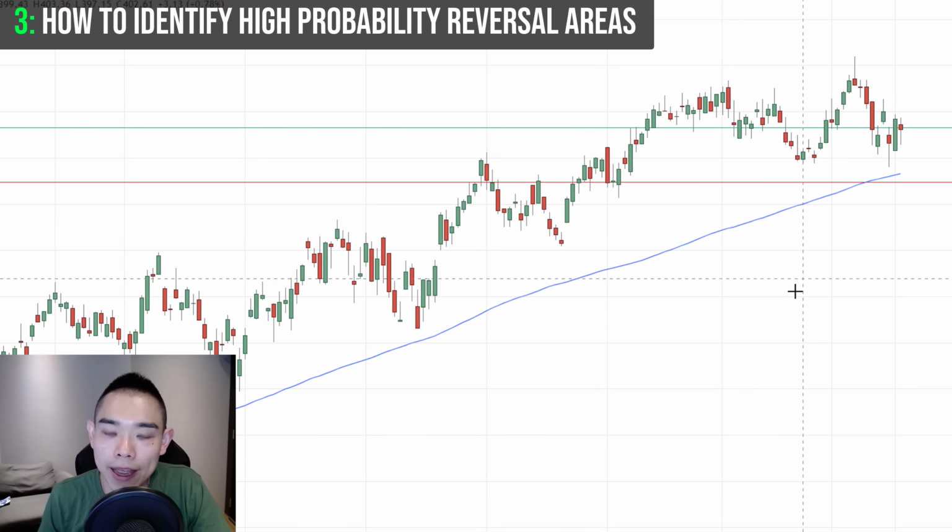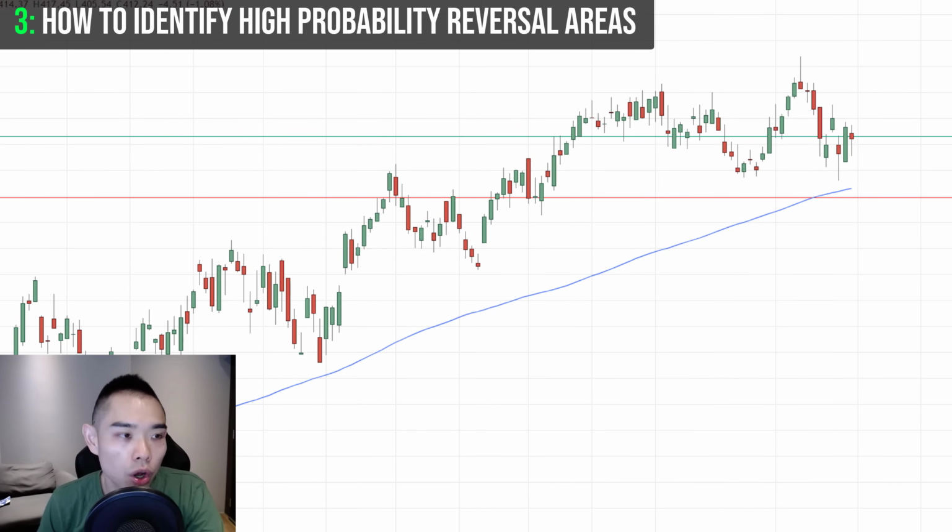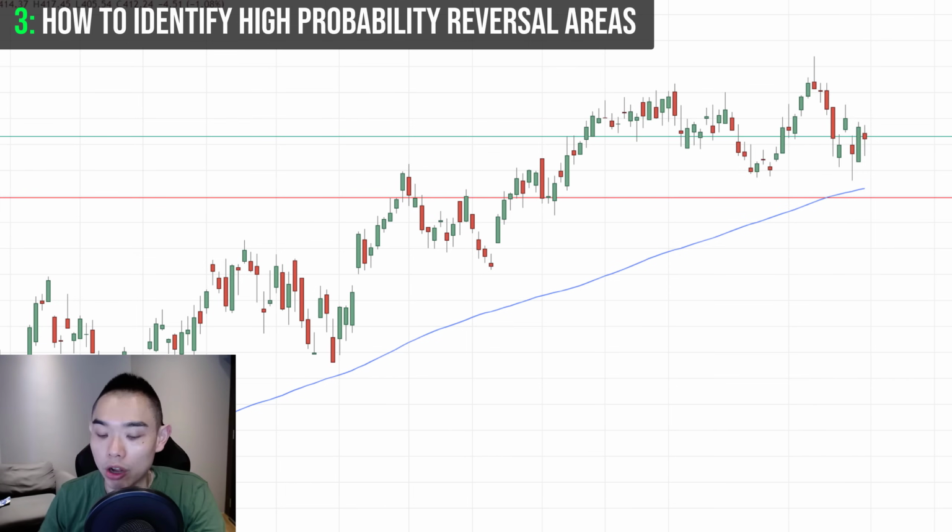Click OK. What this means is that you can continue holding your position as long as the price is above this blue line over here. And only when the price closes below this 100-day moving average do you exit the trade. So that's one way you can go about trailing your stop loss.